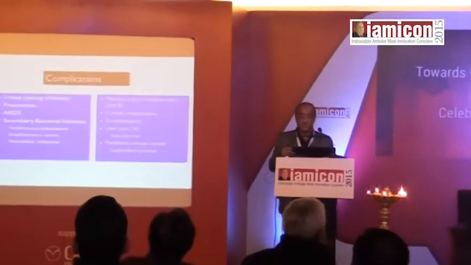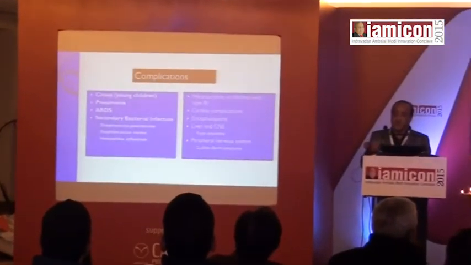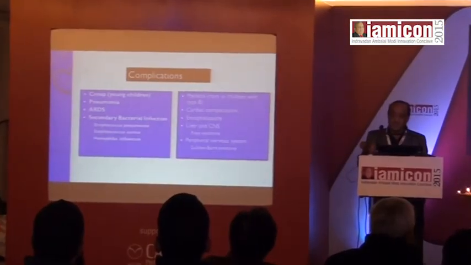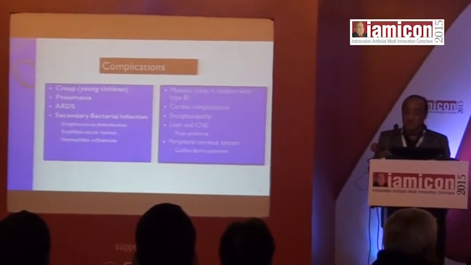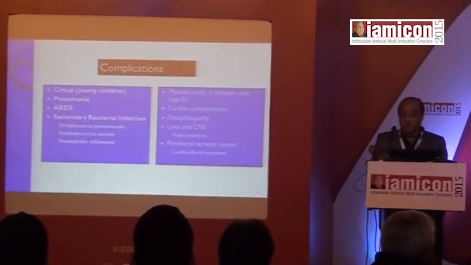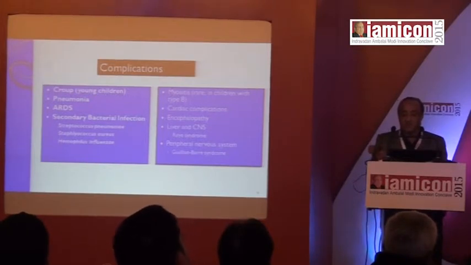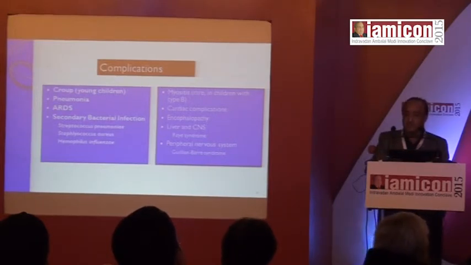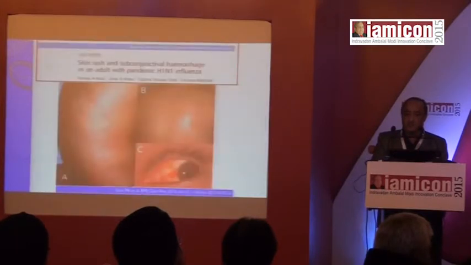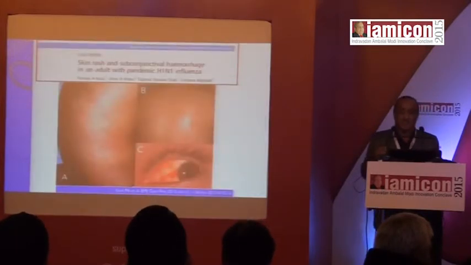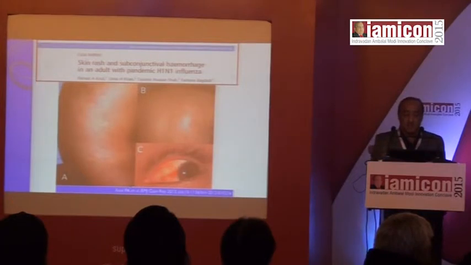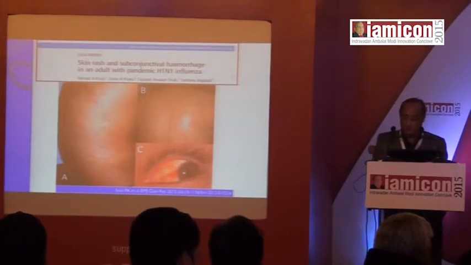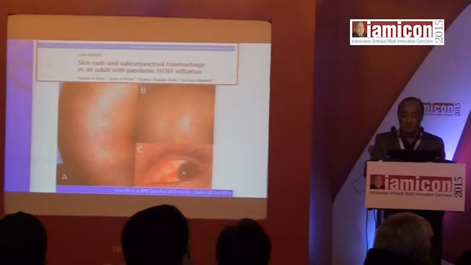There can be complications, which include croup in children, pneumonia, ARDS, and secondary bacterial infection, usually by Strep pneumoniae and Staph. Myositis can occur in children. Cardiac complications are known. You can have serious complications in the form of peripheral nervous system involvement or encephalopathy. Rarely, Reye's syndrome has also been reported. Sometimes there can be unusual complications, like in this particular case, where we had a skin rash and subconjunctival hemorrhage in an adult with pandemic H1N1 influenza.